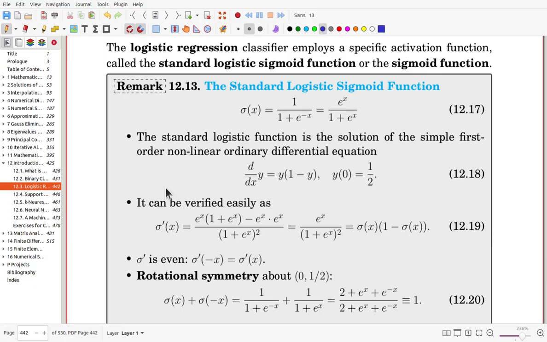Here is its derivative. You can have this one, but also the sigmoid function is the solution of this differential equation. y prime is y times 1 minus y, y at 0 is half. You can check it quite easily. You can see here now its derivative is the function times 1 minus the function. That's exactly this portion. Of course, at 0, the value is half. So the function is the solution of this differential equation.